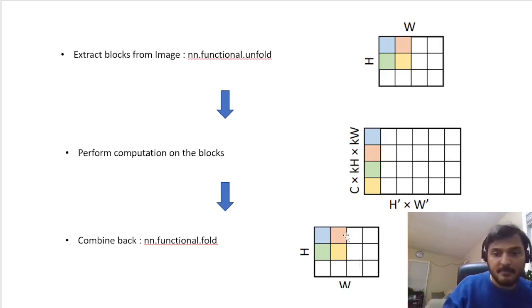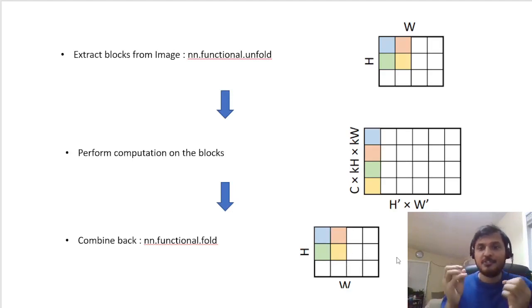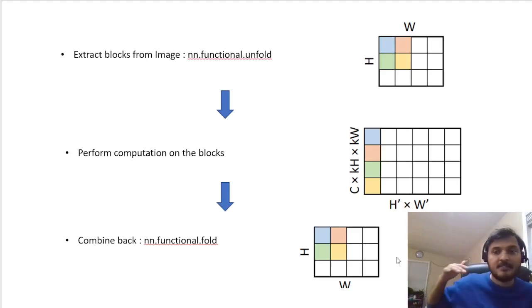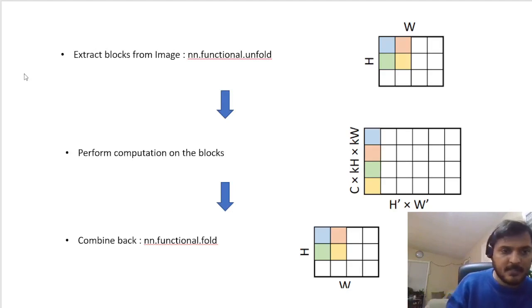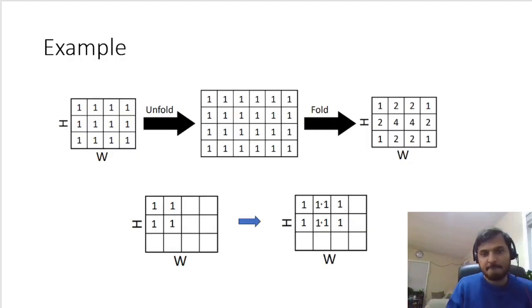So it gets back packaged as a 3 by 4 matrix with 2 by 2 bits, 2 by 2 windows. So unfold and fold are just reshaping my data in a certain format for easy operation of convolution or anything that you want. All right. Okay, so let me first give you an example.